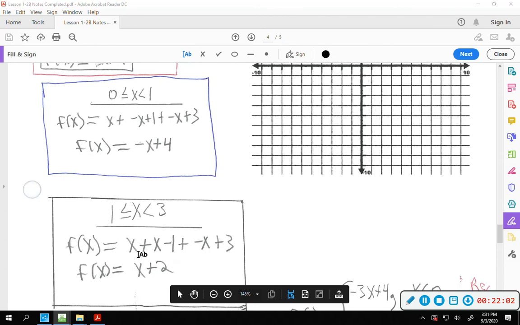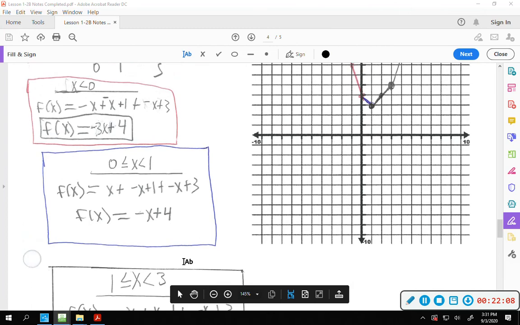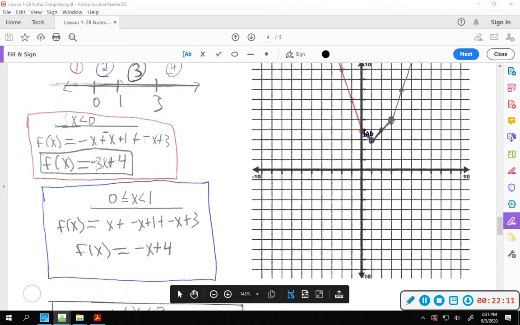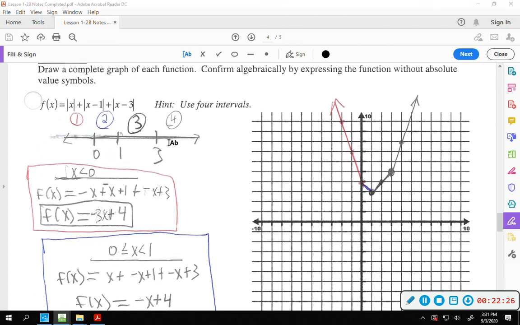So there's a big change going on when x equals 1. When x equals 1, this picture is changing from negative slope to a positive slope. But if I plug 1 in, I still get 3 out. If I plug 2 in, I get 4. Okay, 3 in, I get 5. And it's an open circle. Open circle right here. But I still have one more piece to go.